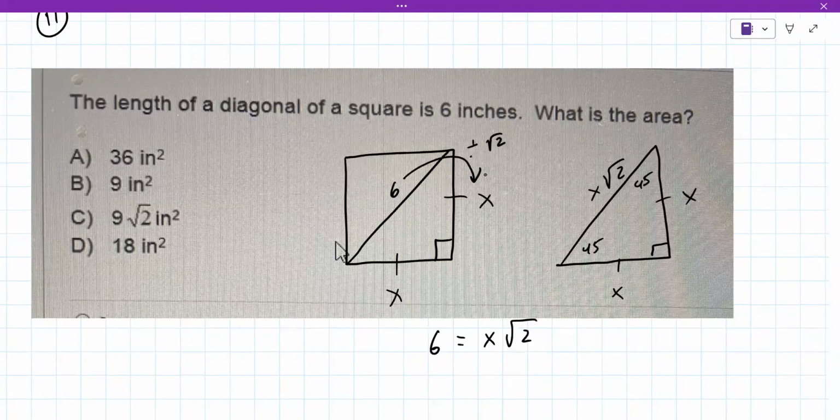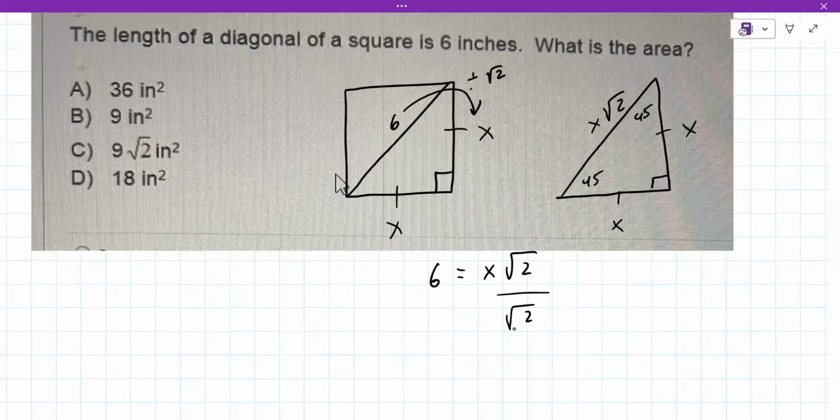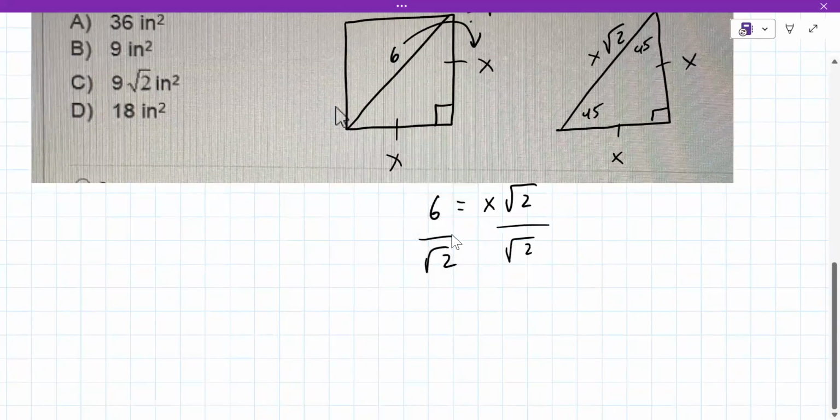So if that wasn't clear, you can always set the known side 6 equal to the reference side x square root of 2, and then divide both sides by the square root of 2. We want to figure out each leg. Okay, do you remember how to rationalize something like this?